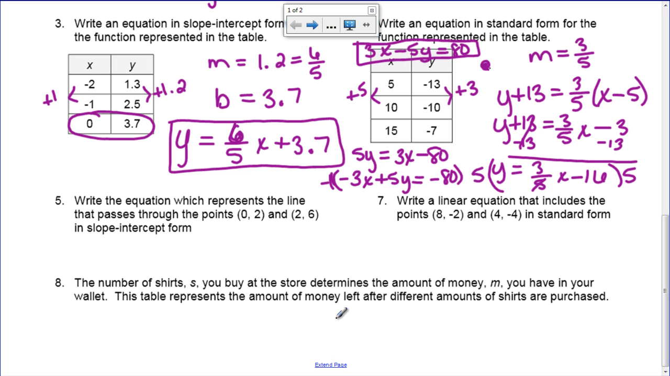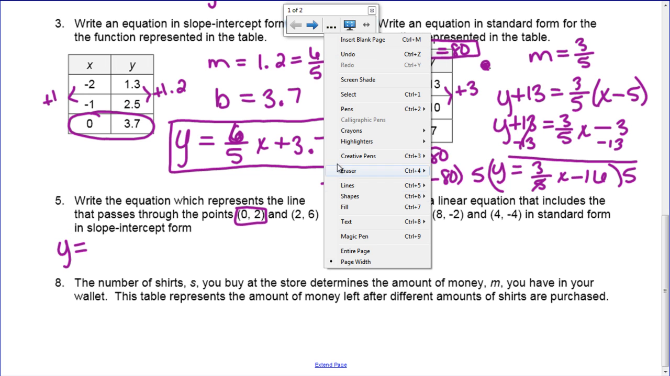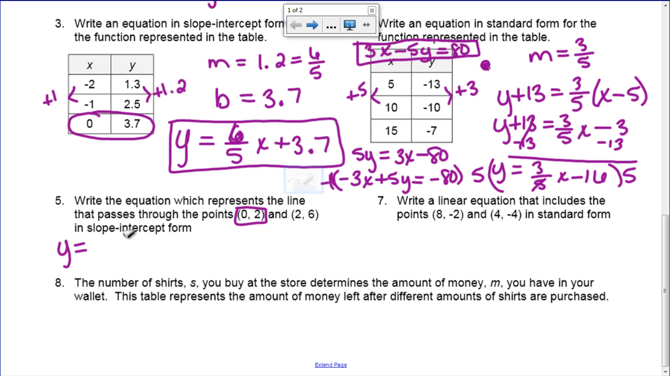All right, so number 5, we want to write an equation that represents the line that passes through those 2 points in slope-intercept form. Well, you got a couple of options. First of all, I recognize that this point right here is my y-intercept because x is 0. So I have my b. All I need to write an equation in slope-intercept form is slope. So we're going to use our 2 points and find the slope using that pretty formula that we learned before. I don't want that to be y equals. I want that to be m. So we're going to erase.